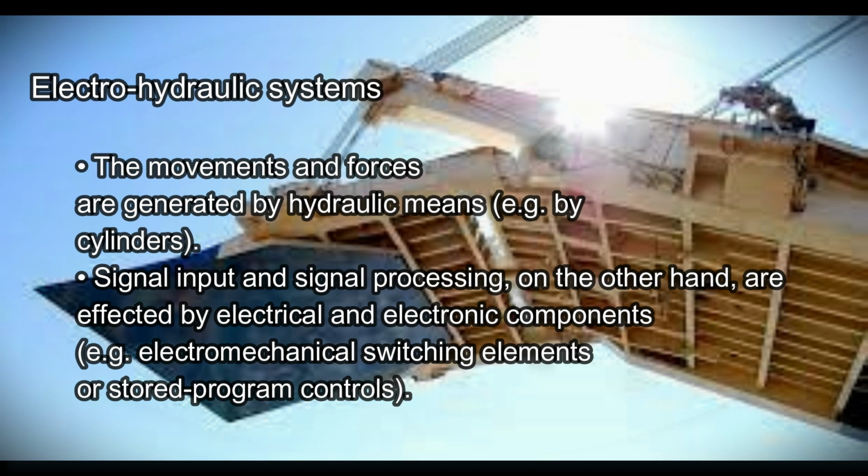Electro-hydraulic systems have two components. First, the movements and forces are generated by hydraulic means, for example, by cylinders. Second, signal input and signal processing, on the other hand, are effected by electrical and electronic components, for example, electromechanical switching elements or stored program controls.